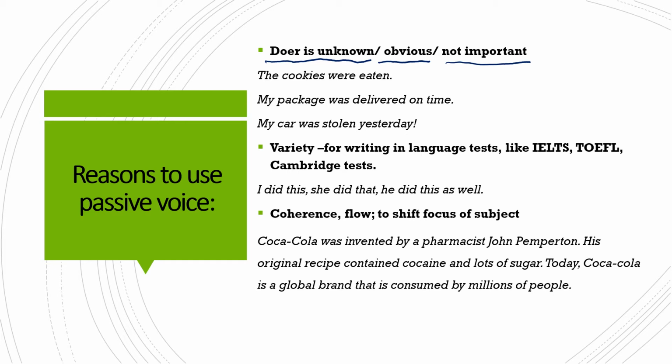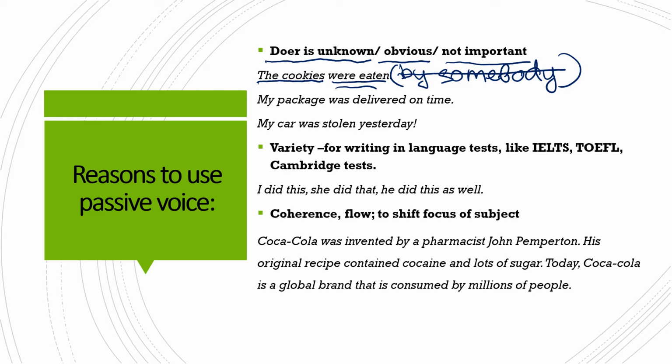The cookies were eaten. Do we know who has eaten the cookies? No. Do we care? Also no. This information is irrelevant. That's why we don't mention it in a sentence. So the cookies is the subject, were eaten. You can obviously add the information by somebody, but this information in a sentence is empty. We don't need it, so we can delete it or leave it out.